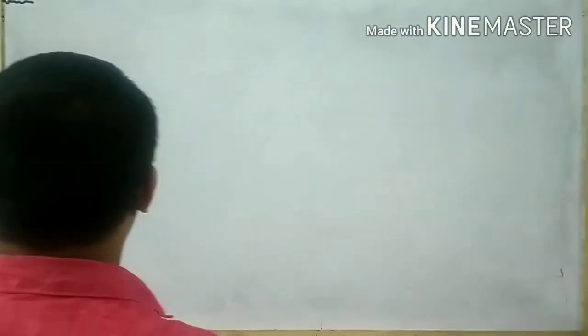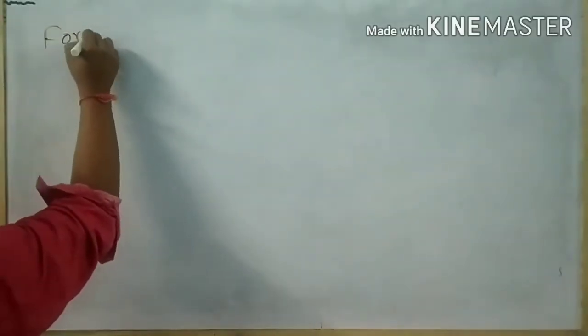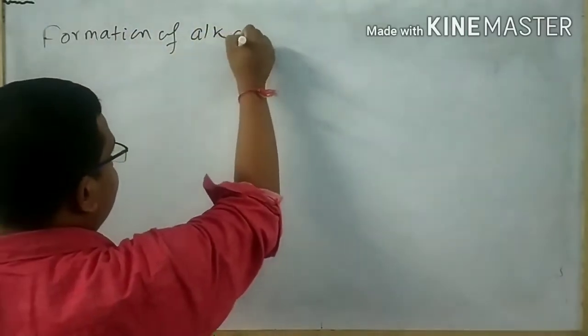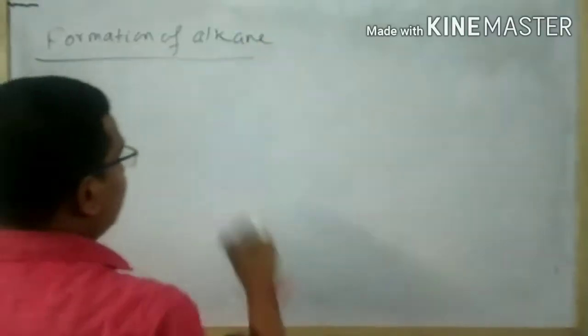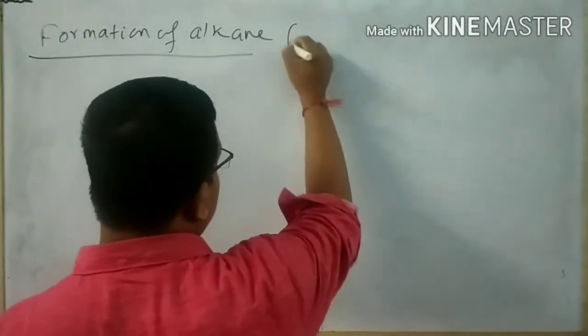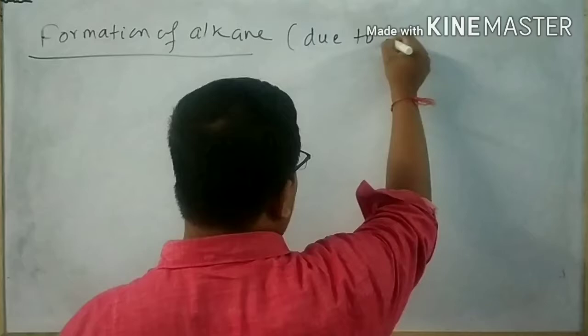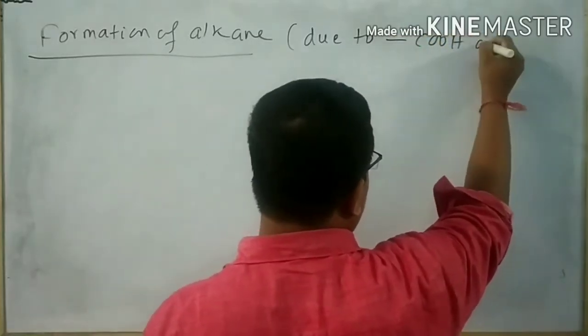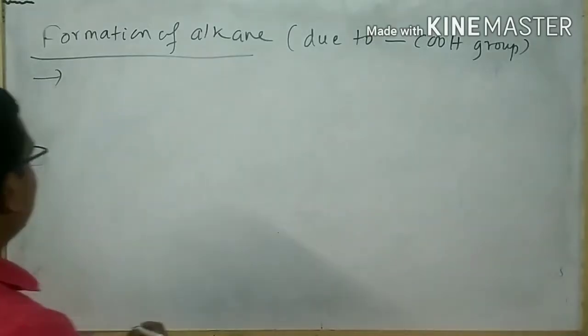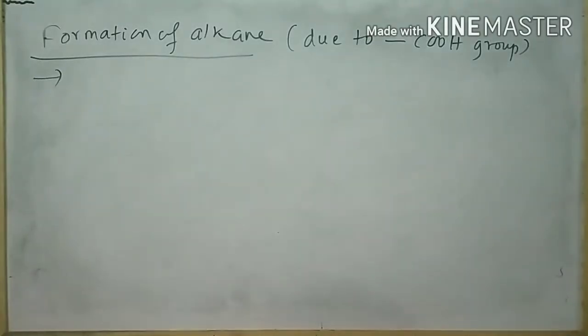Now I will discuss the formation of alkane. This is only possible due to the reaction of the carboxylic group. At first, I will discuss the first method of preparation of alkane from carboxylic acid.